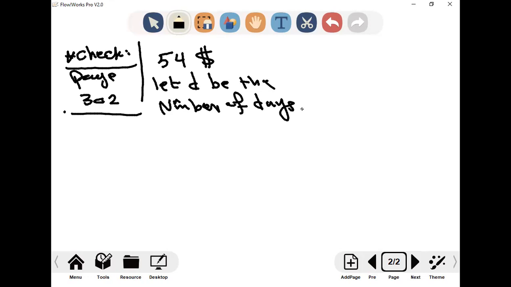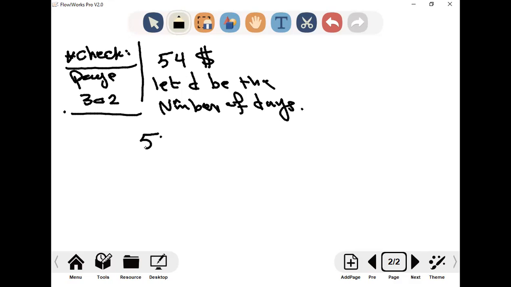She has $54. Each day she spent $6. But assume that she spent 2 days in the camp: $12. So I multiply 2 by 6, right? 3 days, 18 means 3 multiply. So the number of the days multiply 6. What is the number of the days? D. I don't know it. So this 54, minus or plus? Minus. So I will start with the 54.